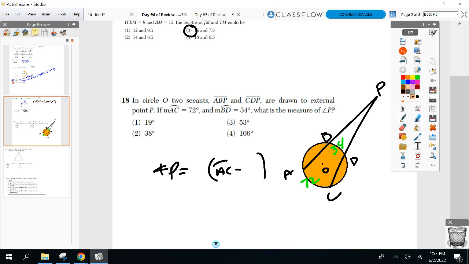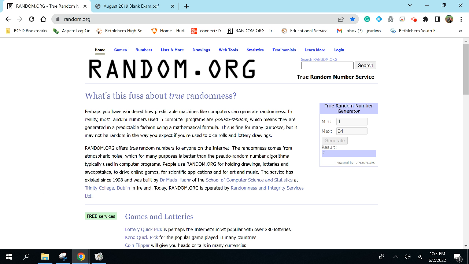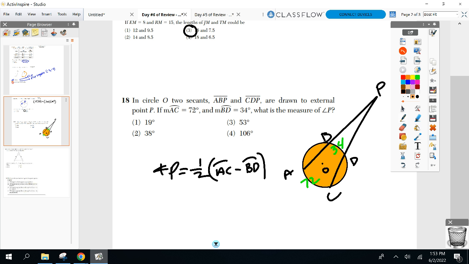I subtract them, AC minus BD, and I got one little thing after I subtract them. Divide by 2, or we multiplied by a half. There you go, there's my rule. So 72 minus 34, take half of it. What is angle P? 19 degrees. Circle fact. Next.